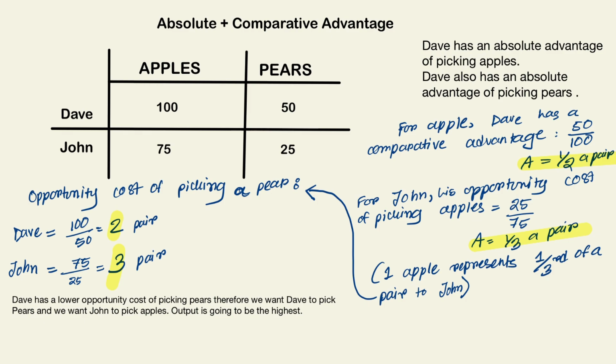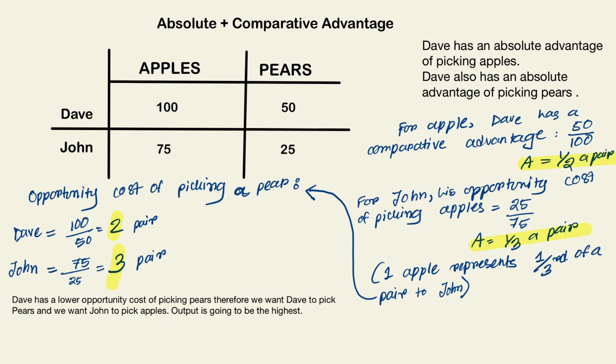Now when we talk about comparative advantage in the same example, we can see that for apples, Dave has an opportunity cost of half a pear after doing the calculation, and John's opportunity cost of picking apples is 1/3 of a pear. So one apple represents 1/3 of a pear to John, which means that John's opportunity cost is lower. And when we are talking about comparative advantage, it is the ability to produce a good at a lower opportunity cost than what others can produce it.